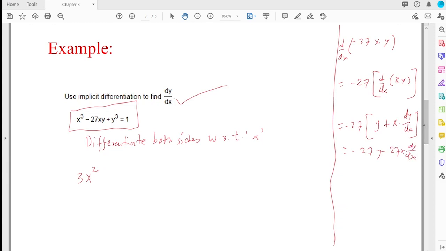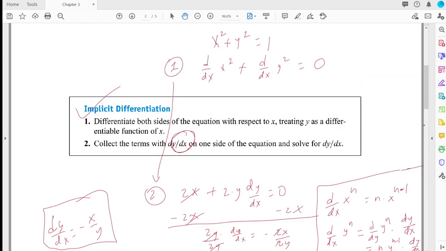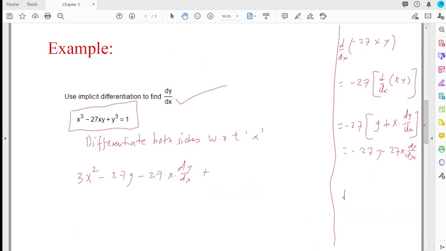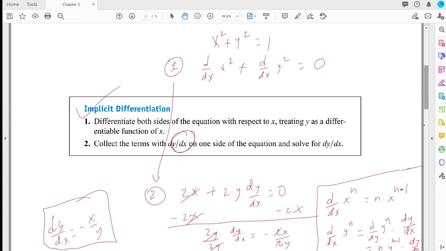So eventually that is negative 27y minus 27x dy over dx, plus find the derivative of y cube. If you remember this formula here, the derivative of y cube with respect to x is 3 times y squared times dy over dx. So these are the derivatives for the first, second, and third term on the left side. The derivative on the right side is 0 because the derivative of 1 with respect to x is 0. Now that's the first step. Differentiate both sides of the equation with respect to x.